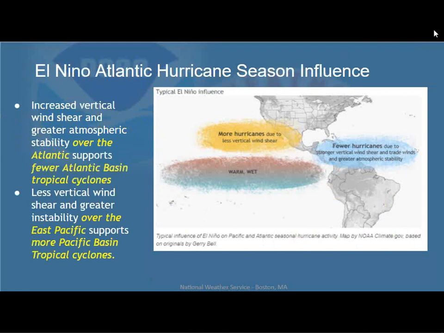So El Nino can also have a pretty significant impact on tropical cyclone activity.